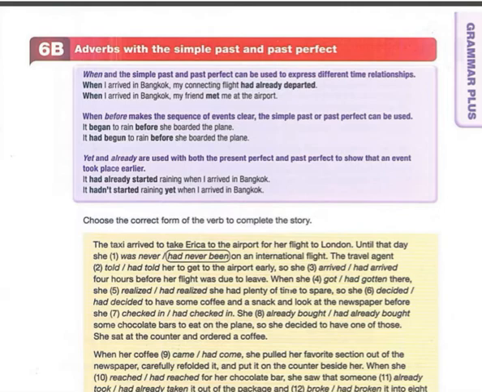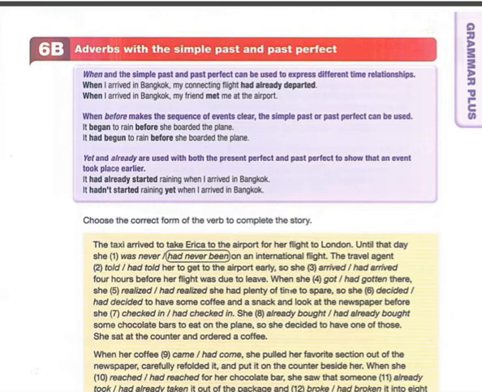When I arrived in Bangkok, my connecting flight had already departed. So the event that occurred first was that the plane already departed. So that happened before. When I arrived in Bangkok, my friend met me at the airport. Then when and before make the sequence of events clear.